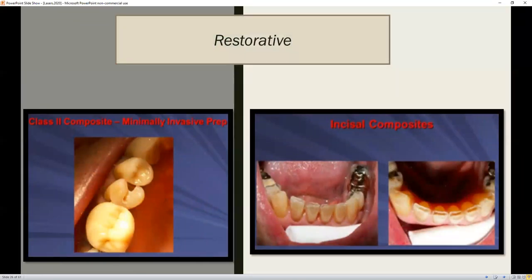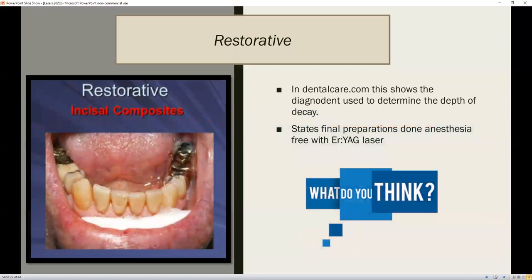For restorative, the laser uses different types of lasers because you're cutting tooth, you're cutting tissue, but less of the natural tooth usually needs to be removed as compared to using the traditional drill. So let's take a look at the incisal composites on this one picture in this right-hand side. That was using an Er:YAG laser, a different type of cutting laser. So it preserves tooth structure as well.